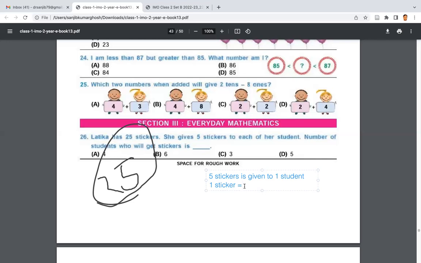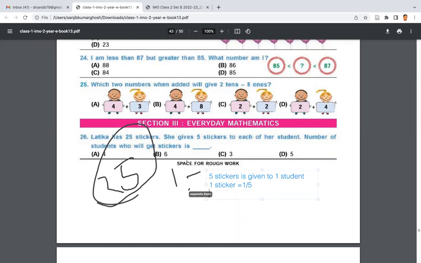So, which numbers will you divide? 5 divided by 1. Very good. 1 divided by 5, not 5 divided by 1. Since there is 1 student, we will keep 1 as it is and we will divide it by 5. 1 divided by 5. Yes.